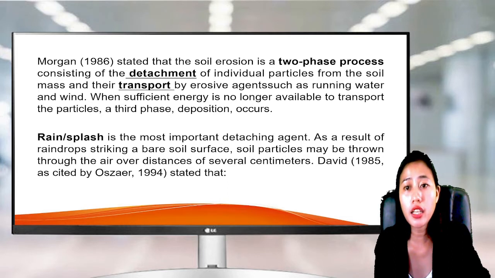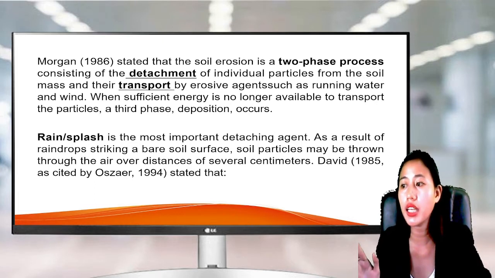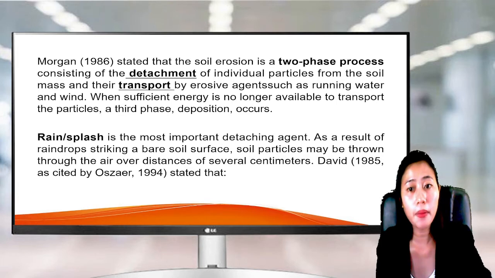So rain splash is the most important detaching agent. The soil is dislodged because of the impact of rainfall, especially on bare soil surfaces. As a result of raindrops striking a bare soil surface, soil particles may be thrown through the air over distances of several centimeters. This is according to David in 1985 as cited by Ozair in 1994.